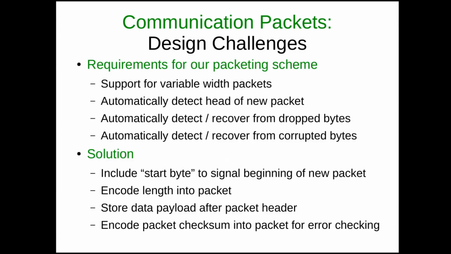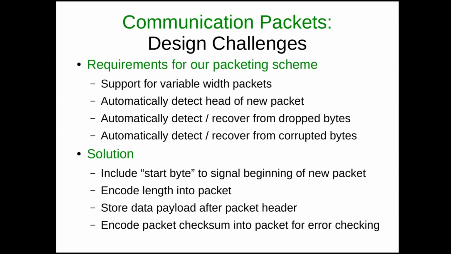So some requirements for our packeting scheme are basically we want to support variable width packets. So we want to be able to send 1 byte of information or 5 bytes of information or 200 bytes of information, and we want that all to be able to be encapsulated within one single packet. We also want to automatically detect the head of a new packet. In other words, when we start transferring information and we start creating the serial byte stream, we want to be able to receive those bytes on the microcontroller end and understand when a packet actually began so that we don't start parsing halfway through the packet and get misaligned.